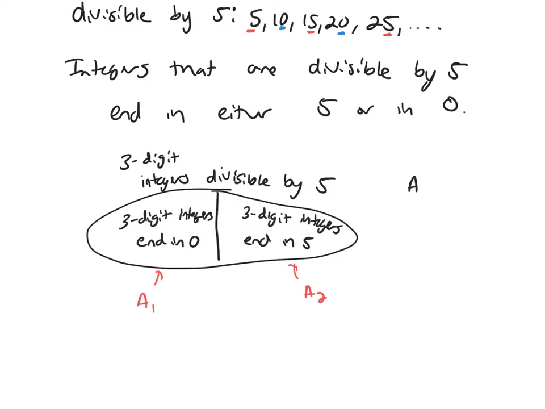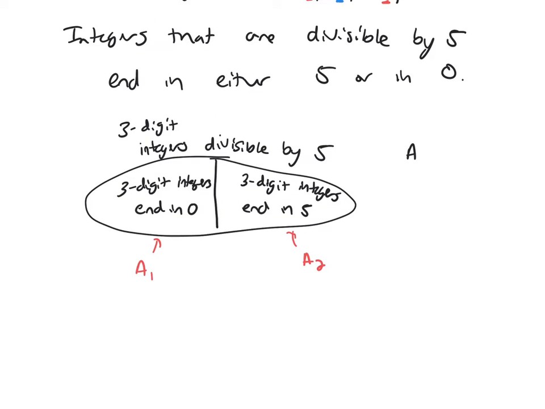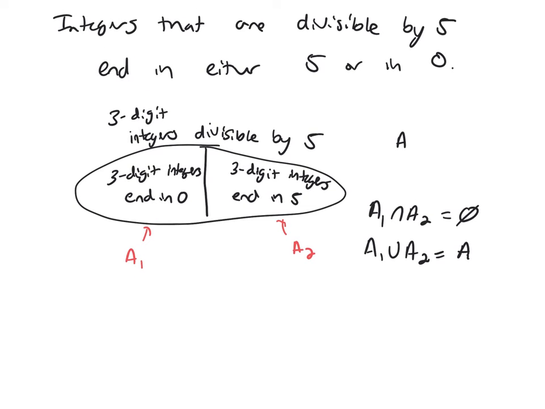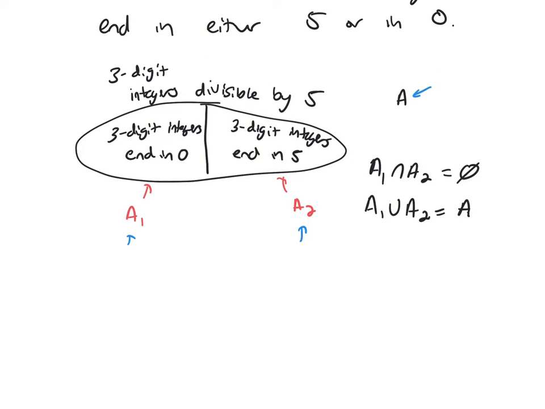Now it's clear that these are mutually exclusive sets. A1 intersect A2 would be the empty set. A 3-digit integer can't end in 0 and in 5 at the same time. And we said that the union is the set A. Every integer that's divisible by 5 either ends in 0 or in 5. So if I want to know the number of elements in this set A, I look to count the number of elements in each subset. To do that, we are going to use the multiplication rule.